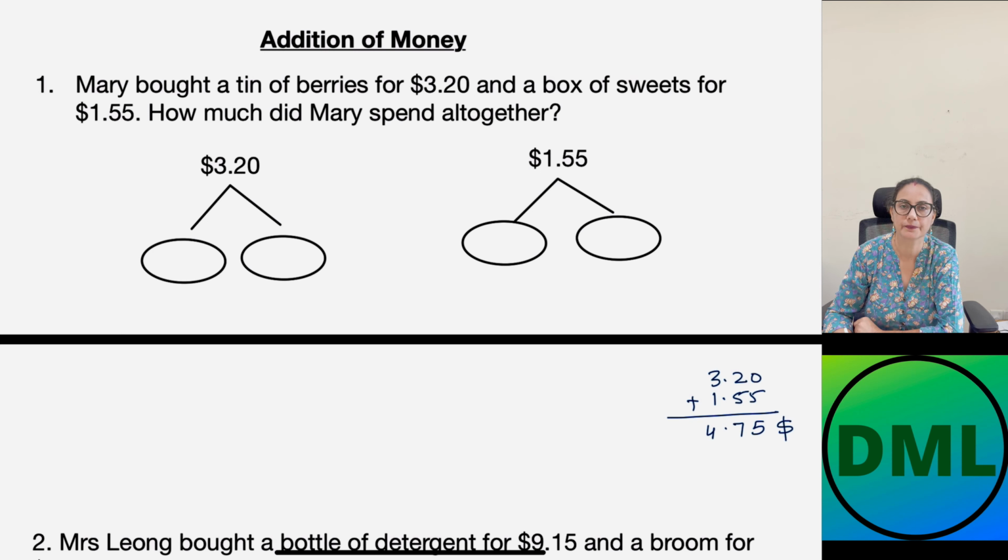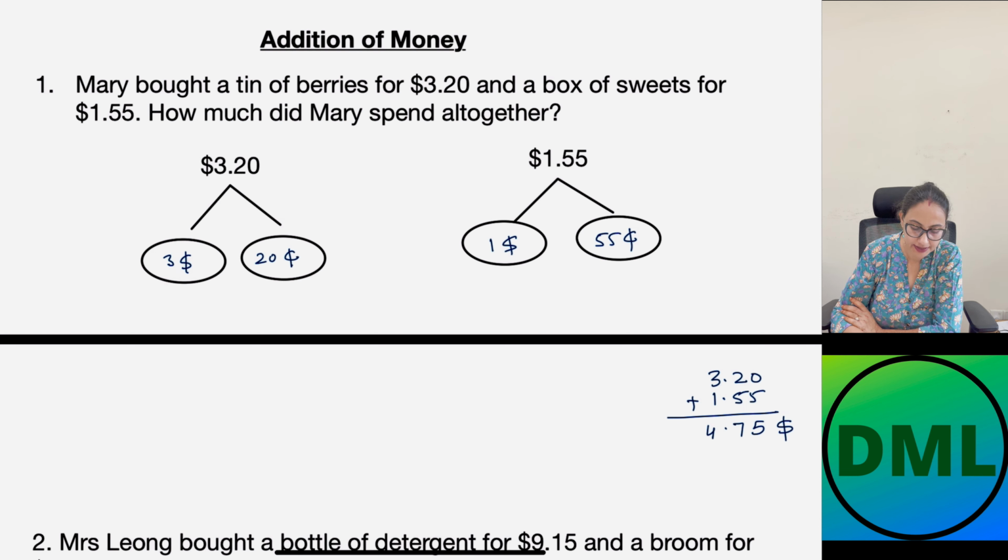$4.75 is my answer. Let's do the same question with the second method. $3.20 will be written as $3 and 20 cents. $1.55 will be written as $1 and 55 cents. We should know that the dollars should be added in dollars only and cents should be added in cents only. Let's add $3 and $1.